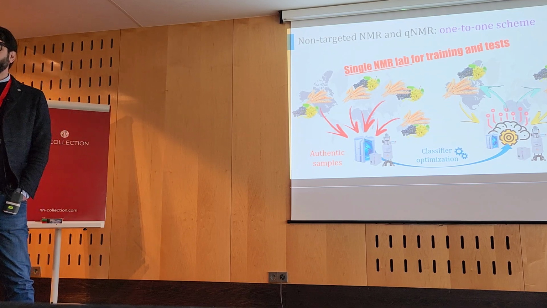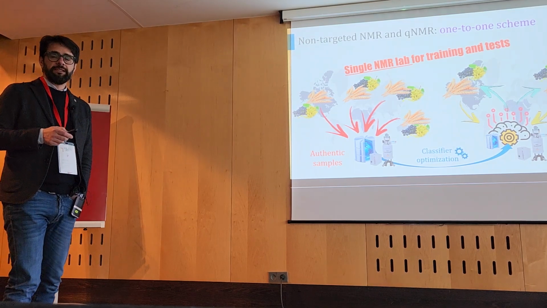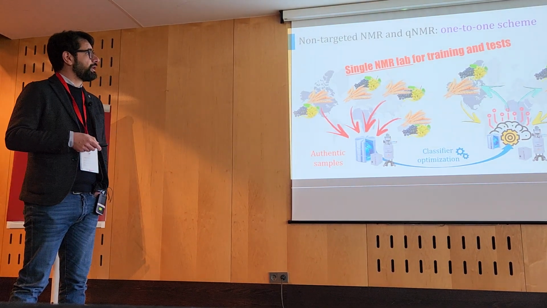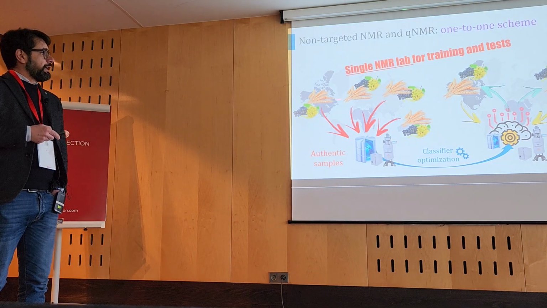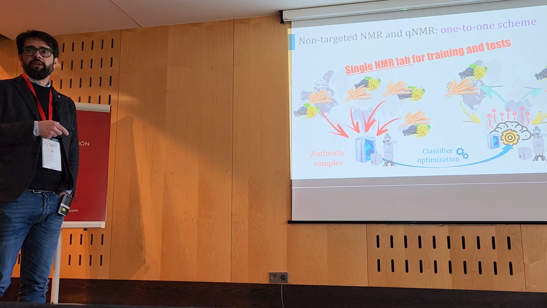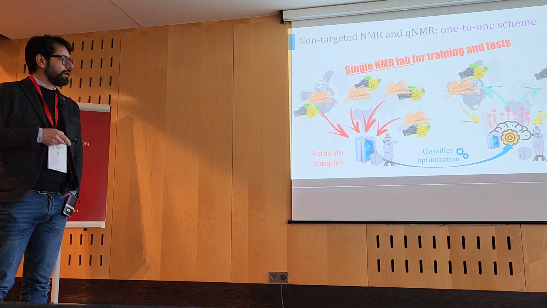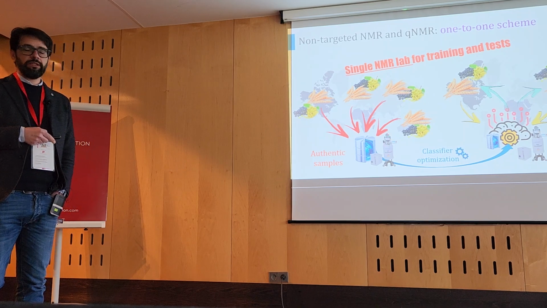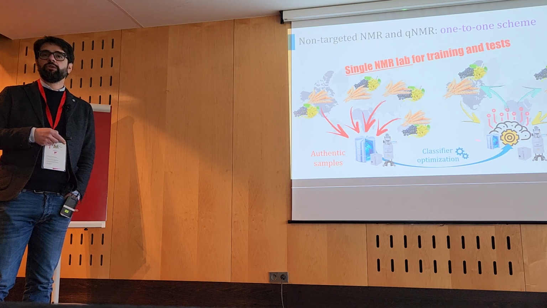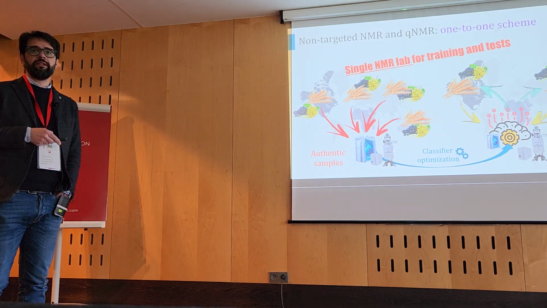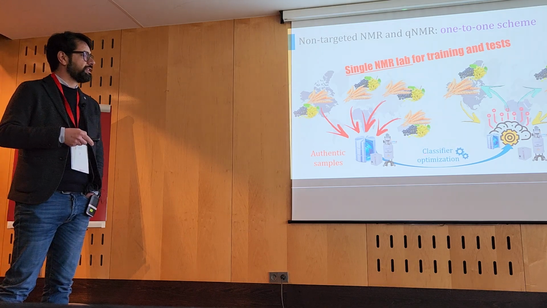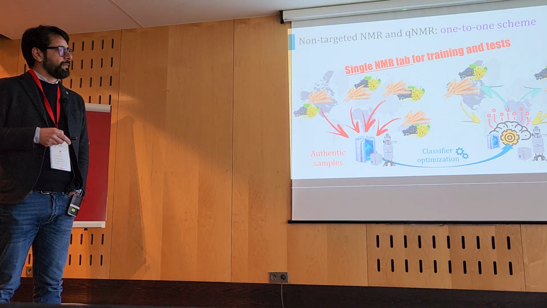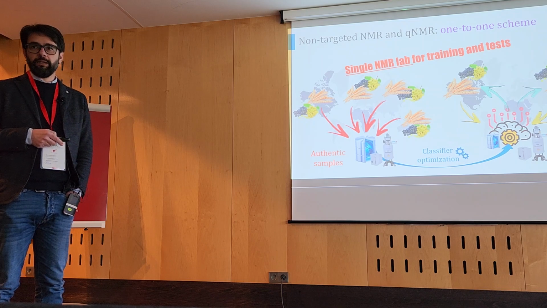We can apply three different schemes for this analysis. The most popular one is the one-to-one scheme, where all the samples of different products are analyzed by a single NMR spectrometer in one lab. Then the lab creates the database and the classification algorithms, and uses them to identify unknown samples.